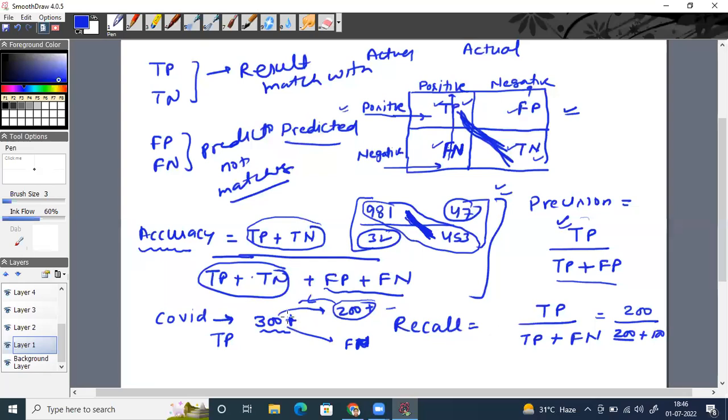So 200 is your true positive. From your positive class only, your model predicted 200. And what is your 100? Actually, they were positive, but your model predicted them as negative. When they are predicted as negative but actually they were positive, which kind of category is it? It is false negative. Clear, everyone? It is your false negative. Please tell me, is it okay? Yes, sir. So do you understand the purpose of precision, first of all?